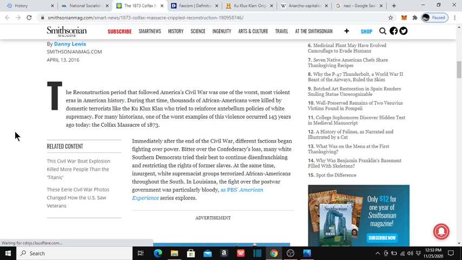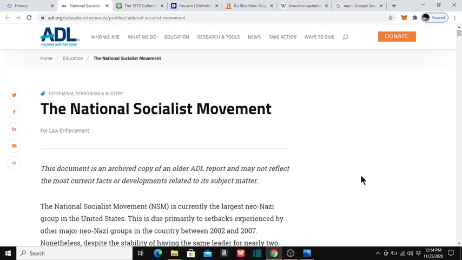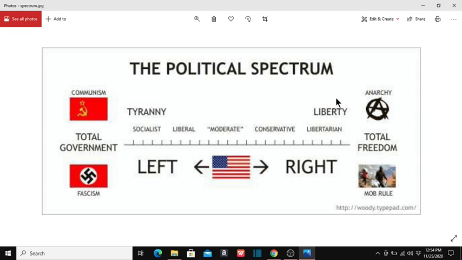Now, as it reads, they were Democrats. They weren't Republicans. As we read here, the KKK was basically the resistance for white people against the Republican Party Reconstruction era policies. The Republicans, they were the anti-slavery party. And then fast forward today, we still have neo-Nazis calling themselves the National Socialist Movement. Yet people want you to believe these neo-Nazis and the KKK are on the right.